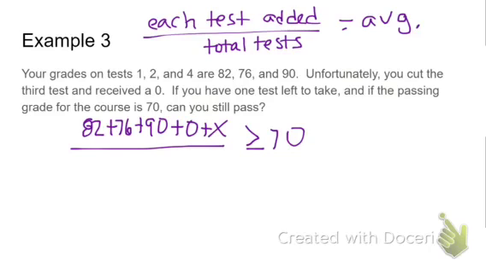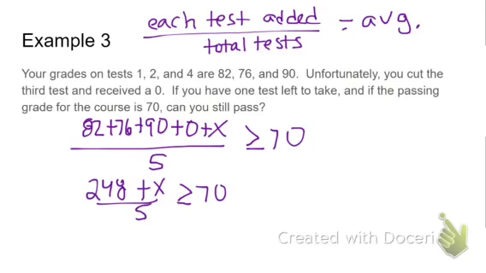And then we have to divide it by the total number of tests. That's 1, 2, 3, 4, 5 tests. So if we add all that up, we get (248 + x) / 5 has to be greater than or equal to 70.